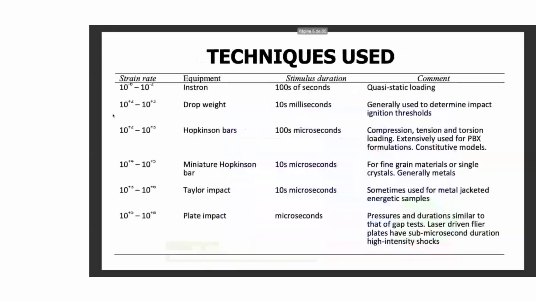In this kind of study, we look at various types of loading platform, from Instrons, or as you would call them, universal testing machines, going at very low rates where you're doing effectively quasi-static loading. You then go to drop weights, up to Hopkinson bars, into small Hopkinson bars, which are useful for very small grain size materials, and then Taylor impact, and finally plate impact. And there's a little comment there basically saying what each one is generally used for.